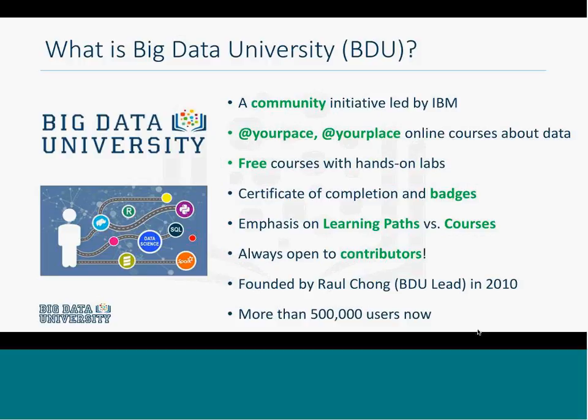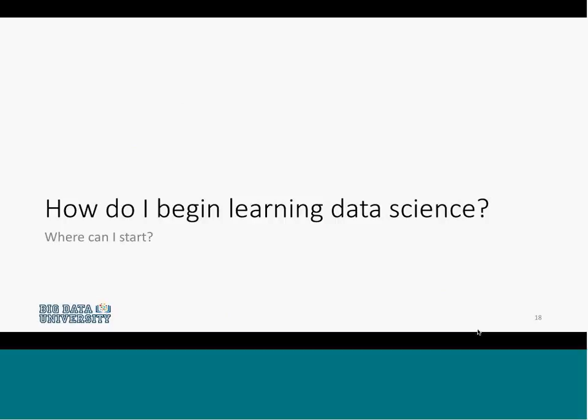We also have the concept of learning paths. Instead of focusing on courses, we have learning paths. For example, if you want to learn R, how can you start? So we have created a learning path. You first go and take the introduction to R, then you go for data analysis with R, data visualization with R, machine learning with R, and finally Spark with R. So it's a learning path. So instead of focusing on courses, we have focused on learning paths, and at the end of the learning path, you get one badge from IBM. We started in 2010, and now we have more than 500,000 users who are working with Big Data University.